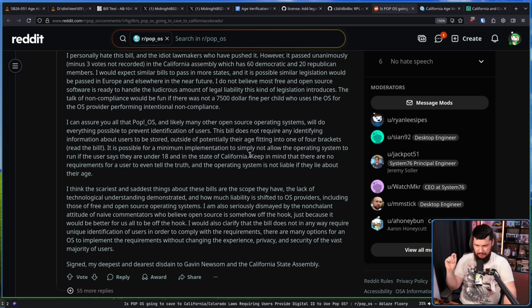Keep in mind, however, that there are no requirements for a user to even tell the truth, and the operating system is not liable if they lie about the age. This is the most important part. The OS can do this in the laziest way possible to still comply with the bill.